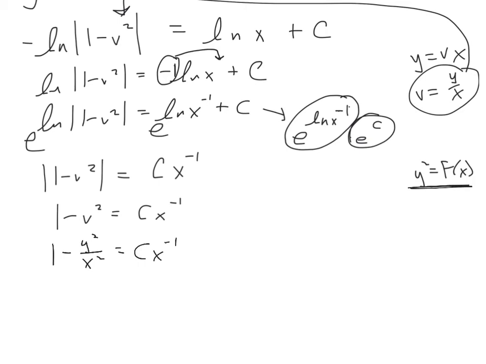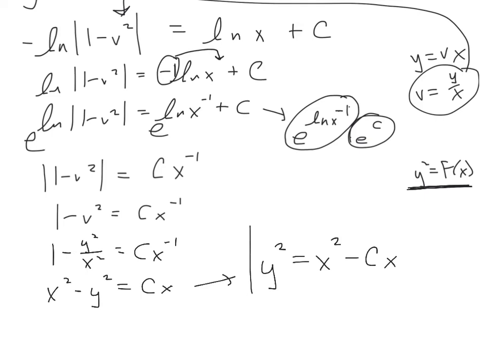Remember, I want to solve for y squared, so I want to get that y squared alone. I'll multiply through by x squared. x squared minus y squared equals cx. And then the last thing I need to do is move a couple of things around here. I'm going to wind up with y squared equals x squared minus cx. And honestly, because it's c, we could have made that plus cx if we wanted to. This is the general solution to this homogeneous differential equation.